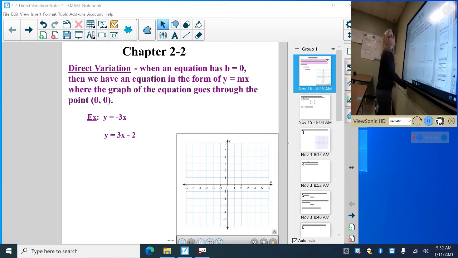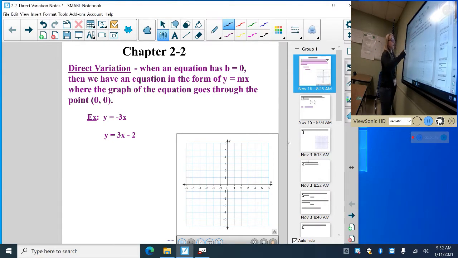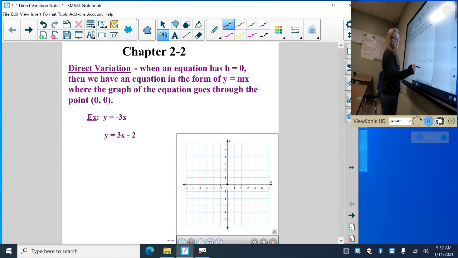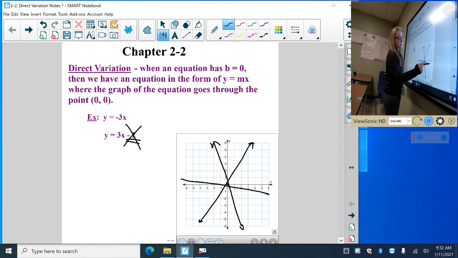For example, if we look at the two examples that are given here, y equals negative 3x, is that direct variation? Yes, it is, because it goes through the point 0, 0, and it goes down 3 over 1. So we look at this one, and it looks something like this. Okay, what about this one? 3x minus 2, is that direct variation? Well, no, because it has a negative 2, so no, it's not direct variation. The graph of direct variation is always going to go through the origin. The origin, also known as the point 0, 0, it can be anything, but it is not direct variation unless it goes through the point 0, 0.